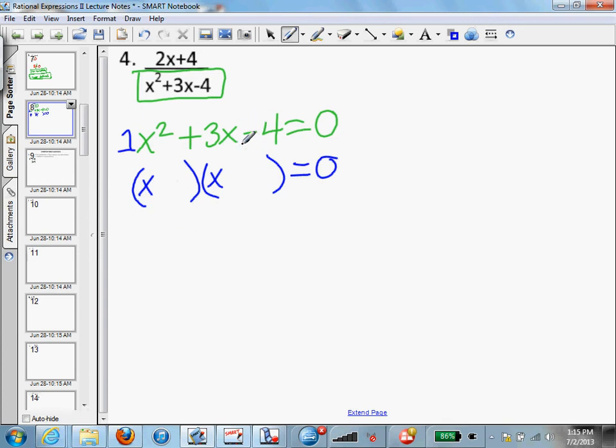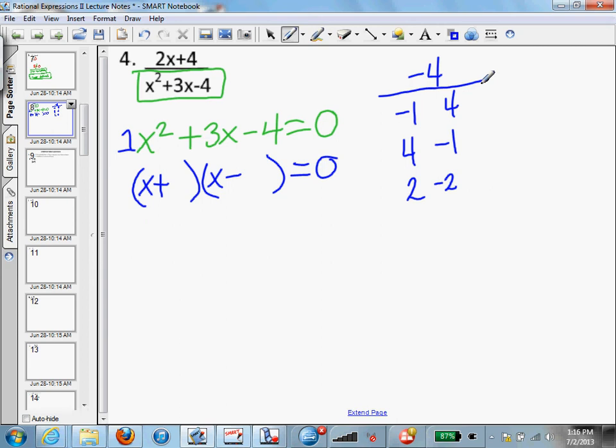Now we use the sign. Remember, if it is positive, we use the same sign for both from the second term. However, this is negative, so that alerts us that one will be positive and one will be negative. Now we have negative 4. What numbers can we multiply together to give us negative 4? That could be negative 1 and 4, 4 and negative 1, or 2 and negative 2. These are things that multiply to give us negative 4.